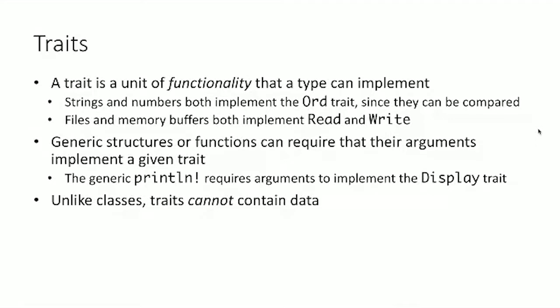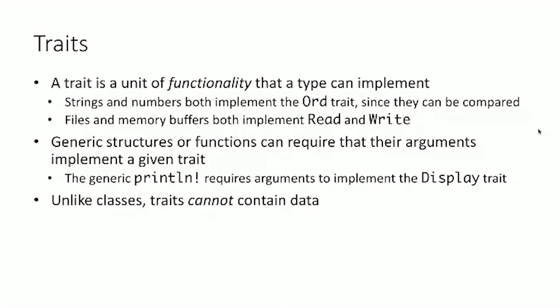Now, what this also means is that you can bound generic functions and structures on traits. So in this example, the display operation is required in order to print a thing, which makes sense, right? It wouldn't make any sense to convert something to a string and display it at the console if you can't actually convert it to a string. Equivalently, for sorting, you need the Ord trait so that you can actually compare it and sort the thing.